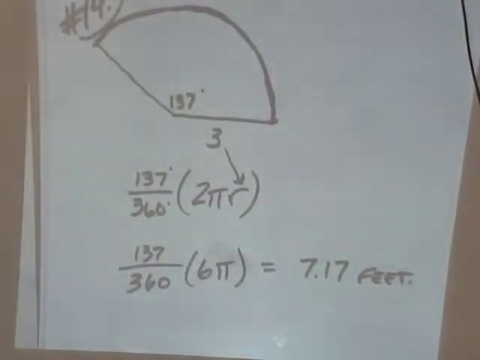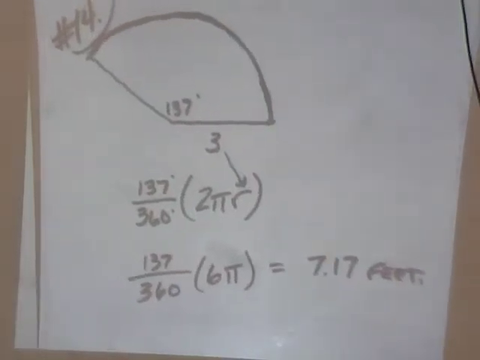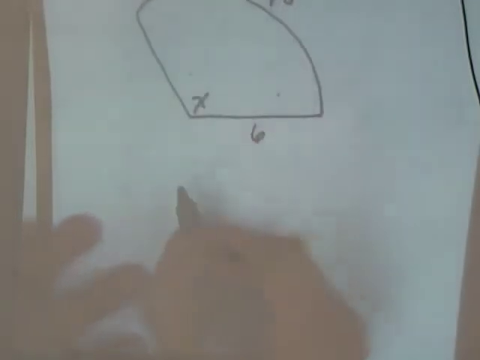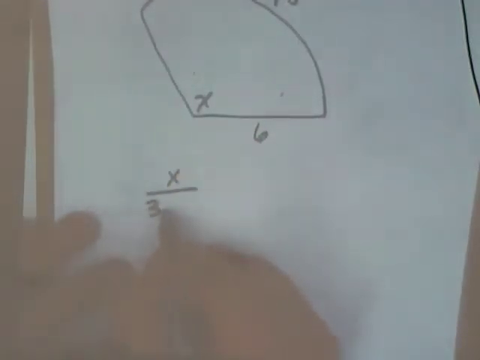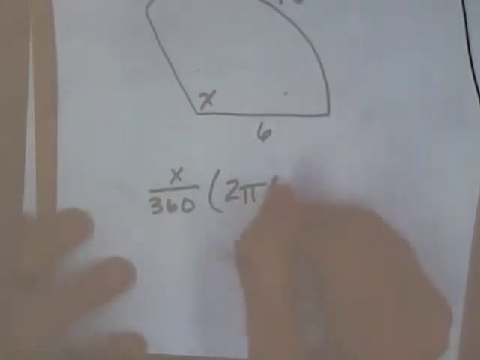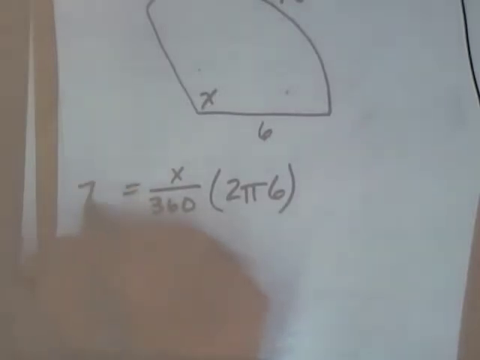Questions on 14? Okay, 15. Find the central angle that generates an arc that has a length of 78 meters with a radius of 6 meters. So in other words, same kind of problem. We want to know what this angle is though. The arc has a length of 78, the radius is 6, so we know it's x over 360 times 2 pi r, r is 6, and then has to equal 78.